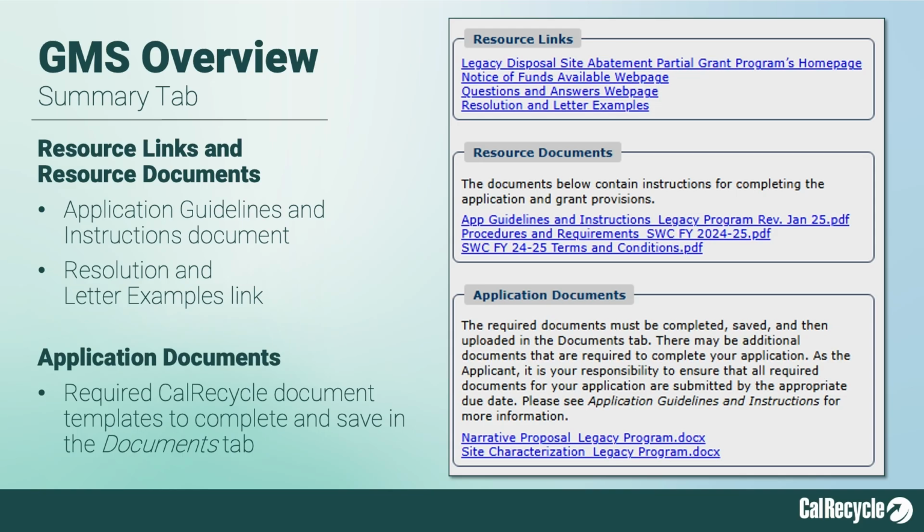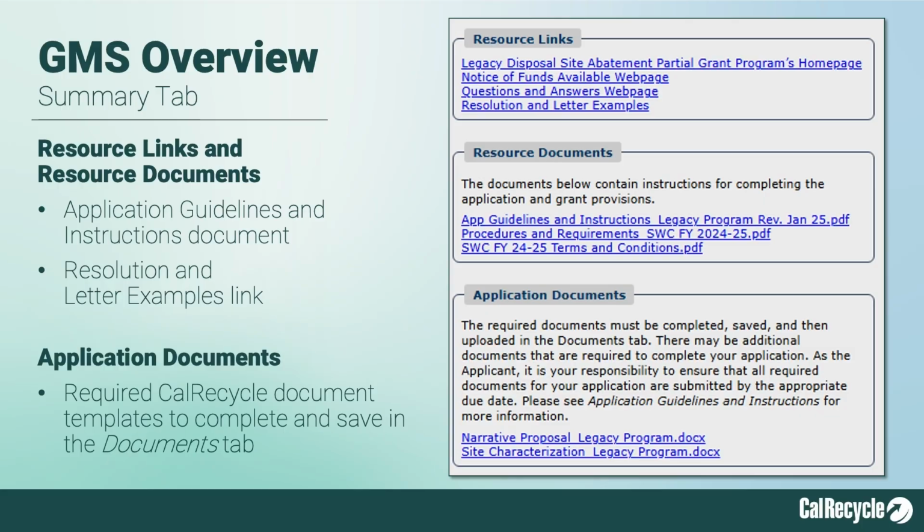Resource links and resource documents are available to applicants to provide detailed information about a specific grant program and detailed instructions and guidance for completing an application. An applicant should familiarize themselves with all links and documents provided here. The application guideline and instructions is a comprehensive document that will outline the application process from start to finish.